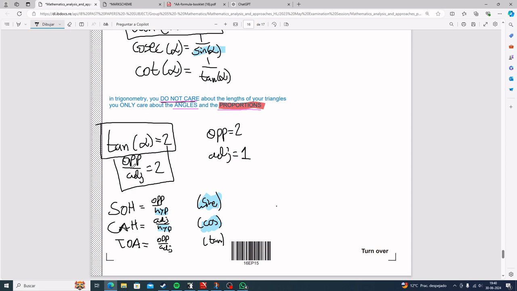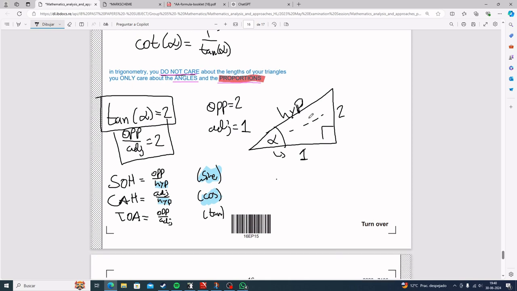How do you get the hypotenuse from here? Well, technically, right now you have a triangle that you know has alpha here. And you know that in respect to alpha, you have an opposite of 2 and an adjacent of 1. So what's the hypotenuse? Will you look at that?